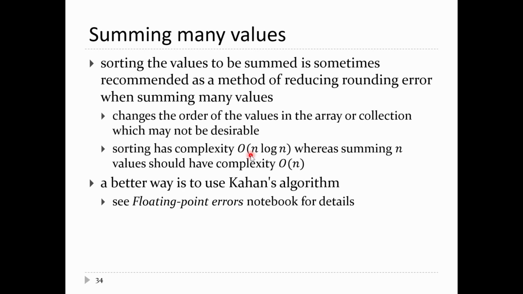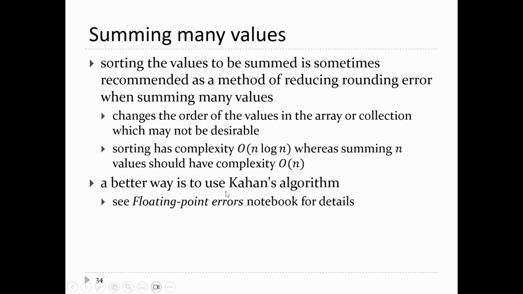The other problem is sorting is in complexity class n log n. But if you sum n values, you should be able to do that in O(n) time. So if you sort then sum, you've done an n log n calculation followed by an O(n) calculation, whereas summing should just take O(n). And so I guess the question is, can you actually sum these values without sorting and still get the answer that is as accurate as possible, or as accurate as if you had sorted it instead?